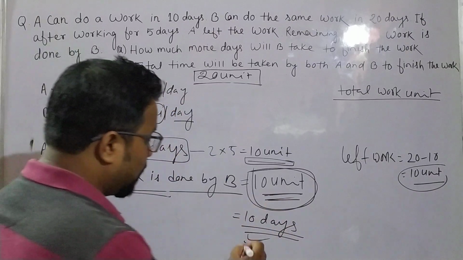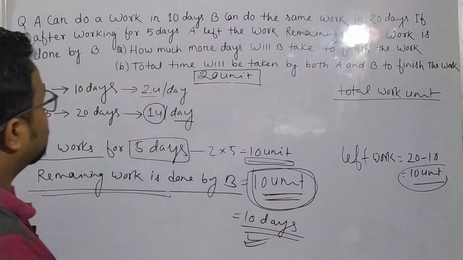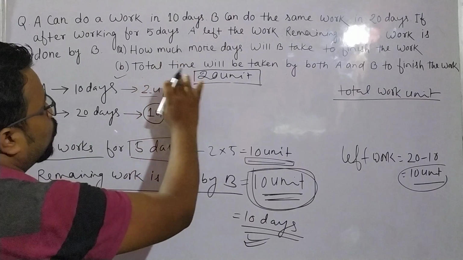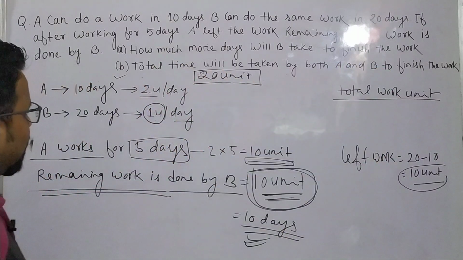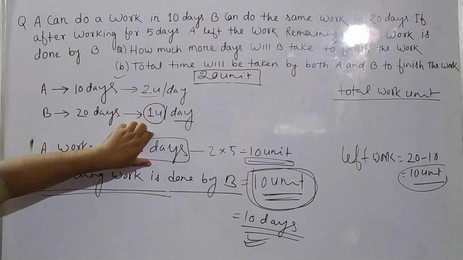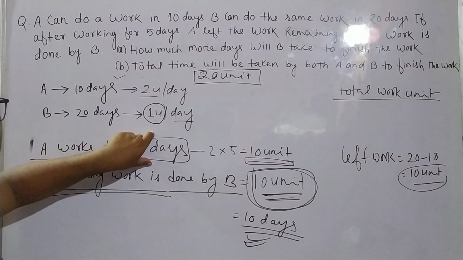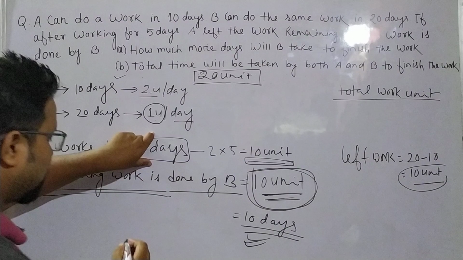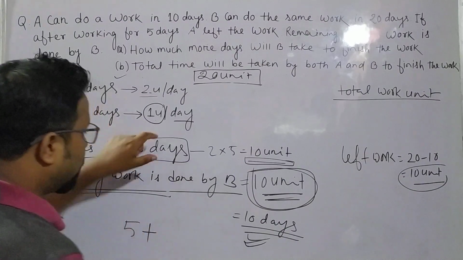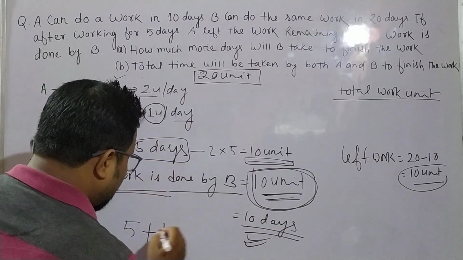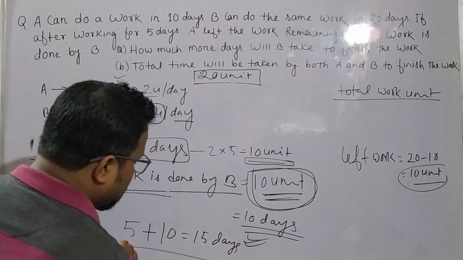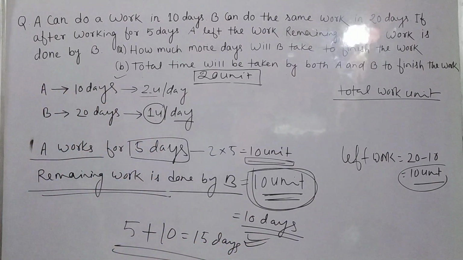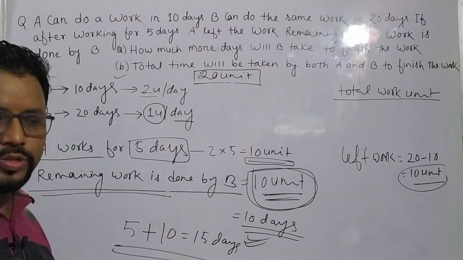B will take 10 days to finish the work. Next question, total time will be taken by both A and B. So A कितना दिन काम करता? For 5 days. B ने कितना? 10 days. So 5 plus 10, it is 15 days. Total time will be 15 days. Very, very simple, but we have to go through the process.